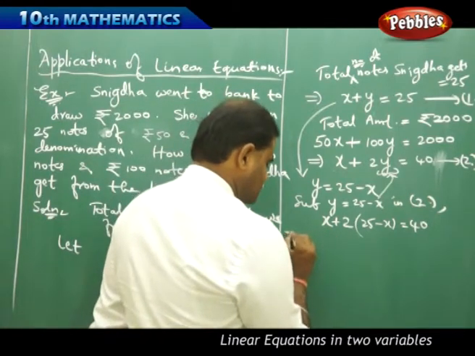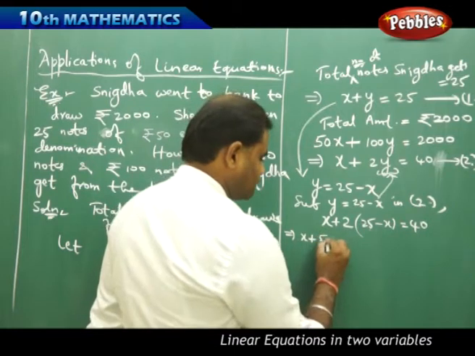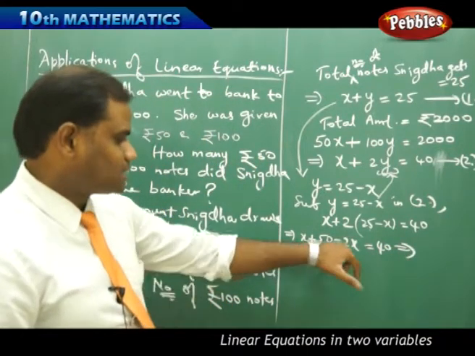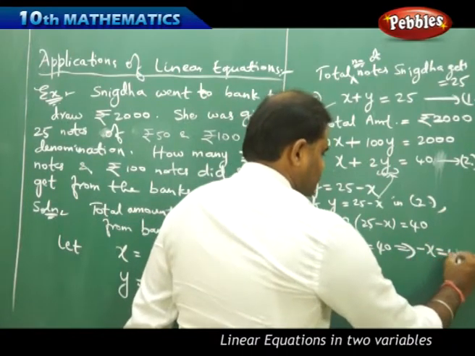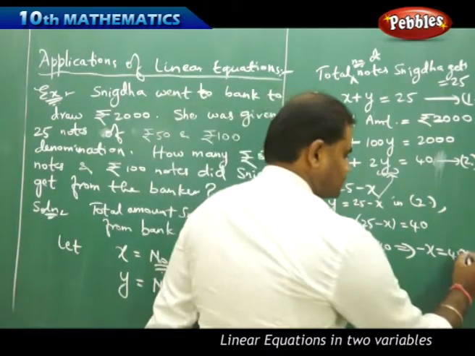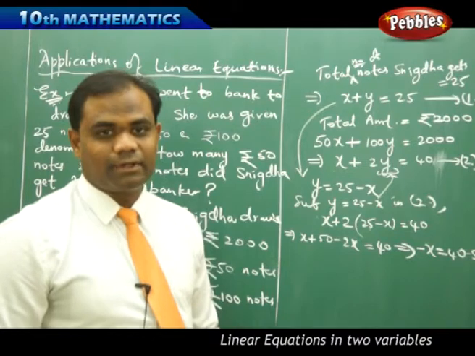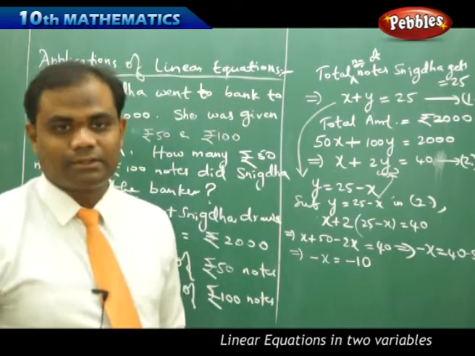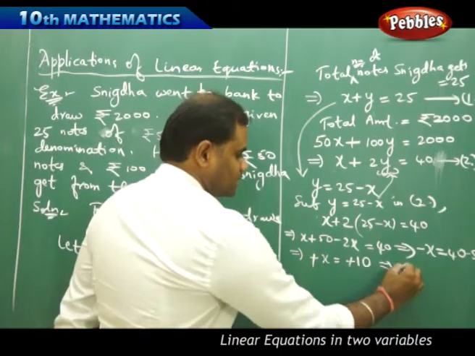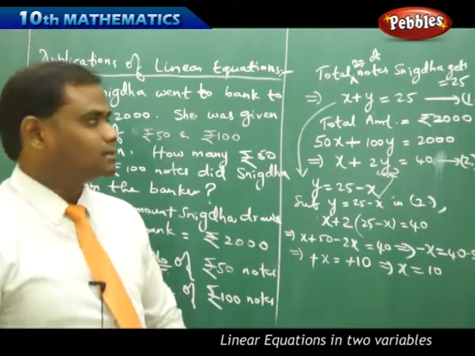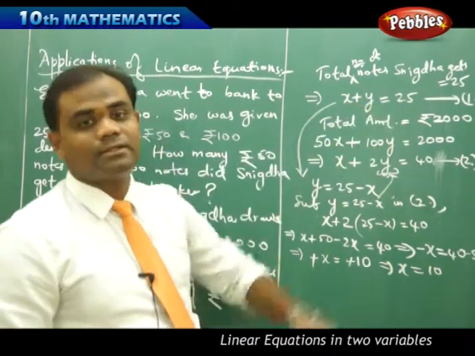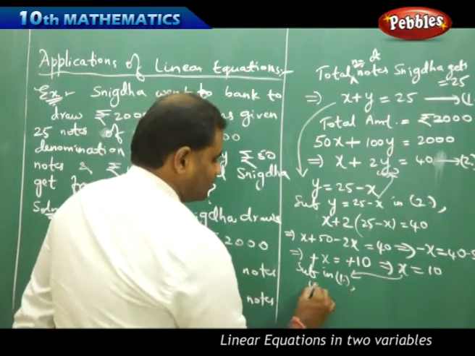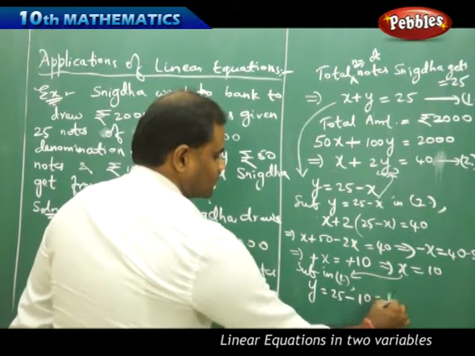So let's expand the brackets. That implies X plus 2 times 25, which is 50, minus 2 times X, minus 2X, is equal to 40. On further simplification, X minus 2X is minus X, and 50 comes to the right as minus 50, so minus X equals 40 minus 50, which is negative 10. Therefore, cancelling the minus on both sides, I finally get X equal to 10, which in turn gives me the value of Y. When I substitute X equal to 10 in equation 1, I get Y equals 25 minus X, which is 25 minus 10, which is 15.